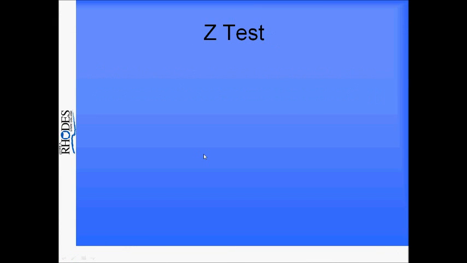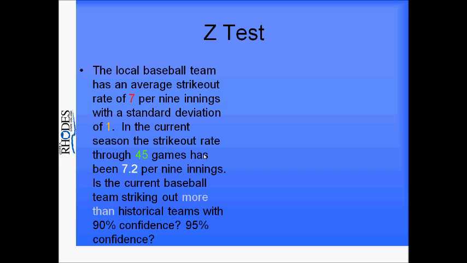Okay, so z-test. Here's an example. A local baseball team has an average strikeout rate of 7 strikeouts per 9 innings with a standard deviation of 1. In the current season, the strikeout rate through 45 games has been 7.2 per 9 innings. Is the current baseball team striking out more than the historical teams with 90% confidence? How about with 95% confidence? Okay, so let's see.